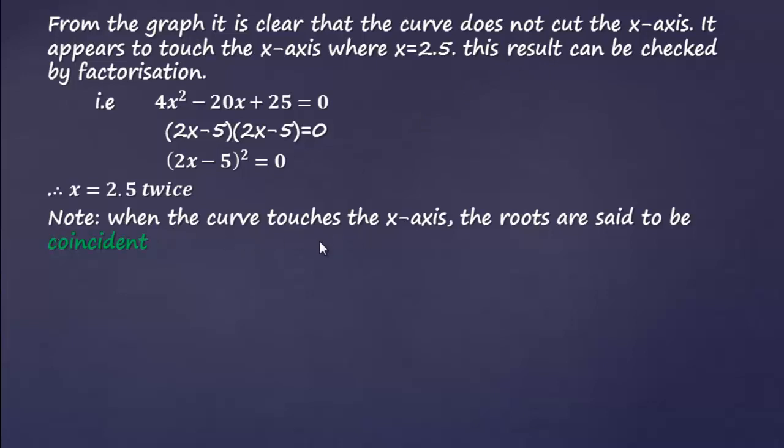Note, when the curve touches the x-axis, the root is said to be coincident. That means if the answer is 2.5 twice, and then they are equal, then they are coincident. So such an answer is coincident.